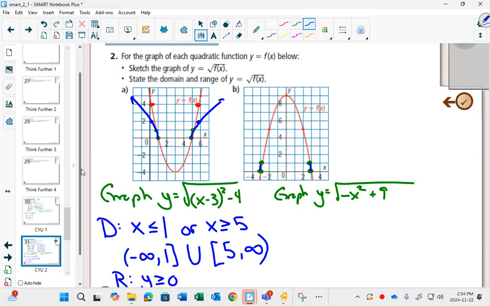And then any nice points on the inside? Well, here's 9, here's 4, and here's 4. So if I square root, that'll be 2. This will be 3. This will be 2. Connect the dots. So much fun.